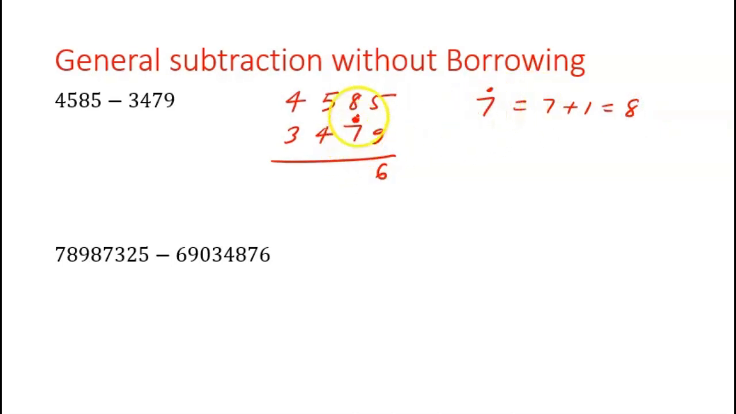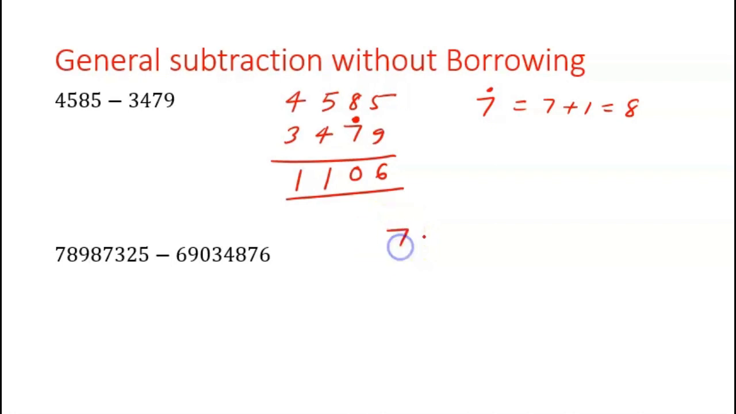Now we see that 8 and 8 are equal, so it can be subtracted, and I can write 8 minus 8 is equal to 0. Now 5 and 4: 4 is less than 5, so no problem, I can subtract 4 from 5 and write 1. Here 3 is less than 4, so I can subtract 3 from 4 and write 1. So what we got is 1106. Now let us look at this particular problem.